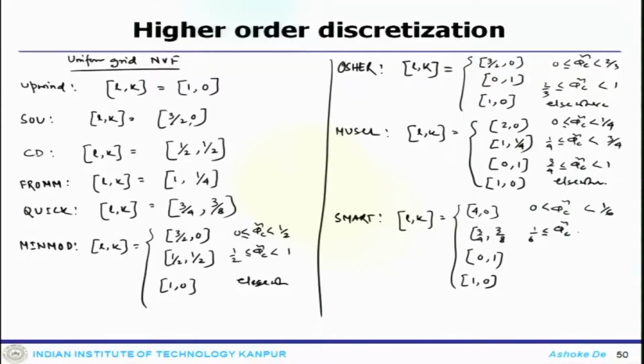This is 1/6 to 5/6, 5/6 to 1, this is elsewhere. So, one can see that different L by K values can be obtained on a uniform grid.